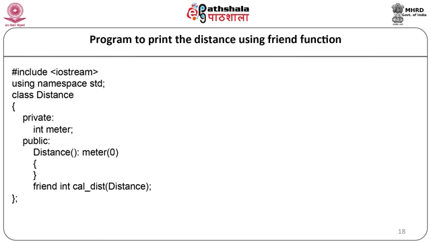Now we will define our friend function as int calDistance, inside the argument Distance d. As you can see here, inside the class when we declare it as a friend, only the data type, that is Distance, is okay. If you do not give the name of the object, then also it is fine, but at the time of the definition the object name as a parameter is essential. Now we will start with the body of the function: d.meter = 5, return d.meter, and our function will end.